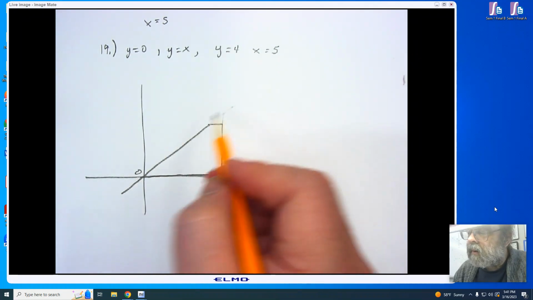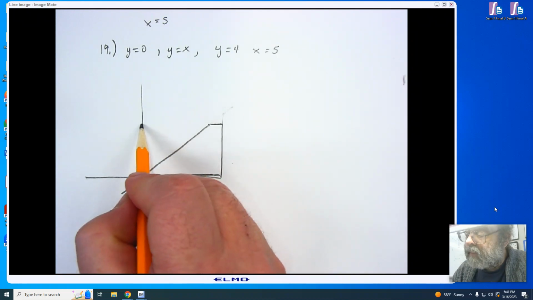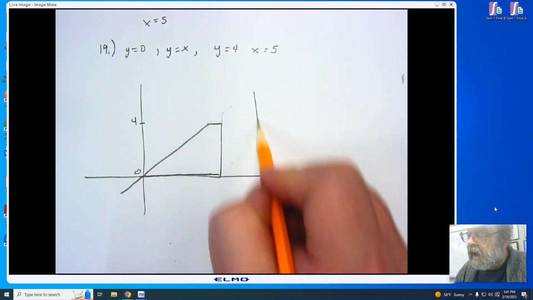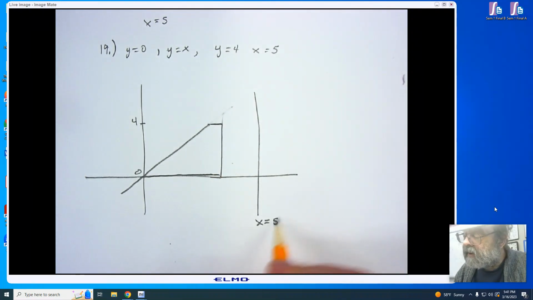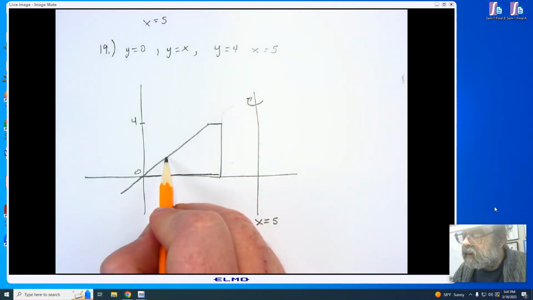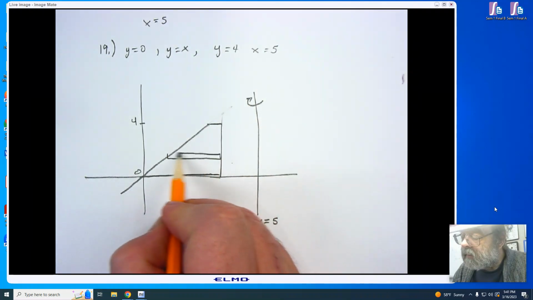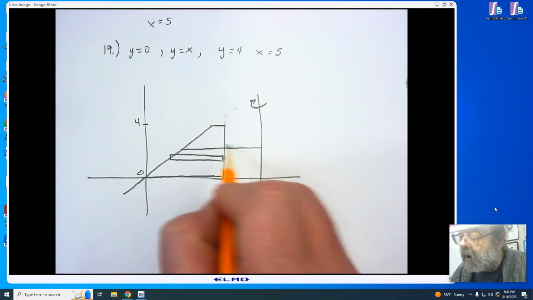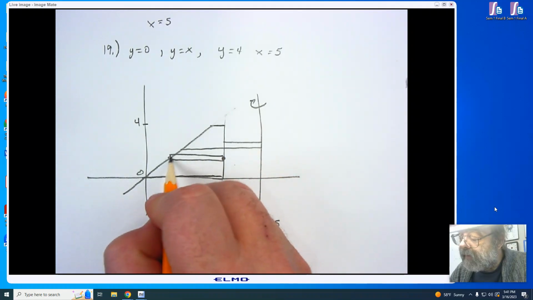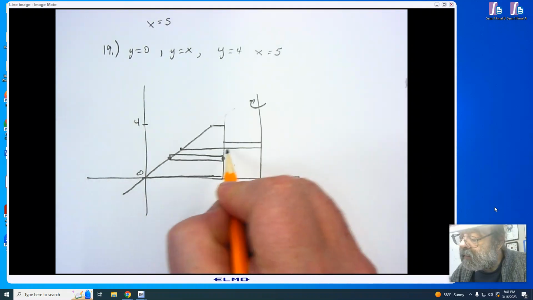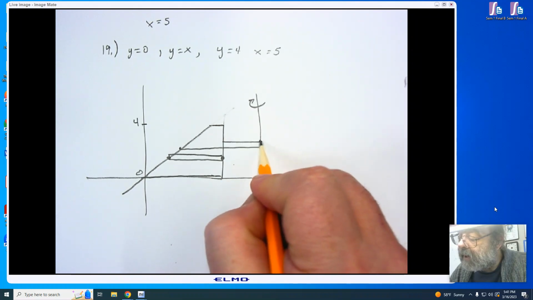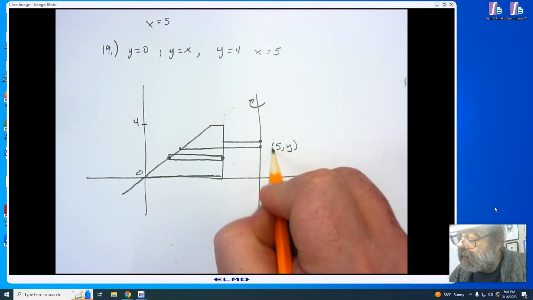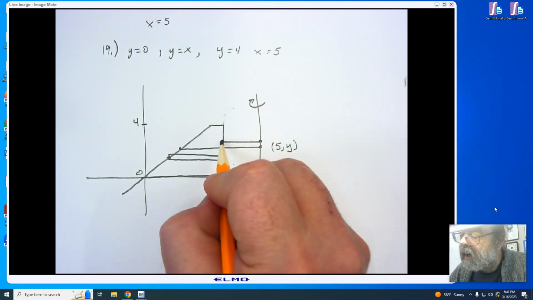So we're going from 0, and this is going up to 4. We're rotating it around the axis x equals 5. That's right here. Here's my representative rectangle. Let's find our points. Now remember, we've got a big R and a little r. That's different from the representative rectangle. These 2 points right here are both the same at 5, comma y.